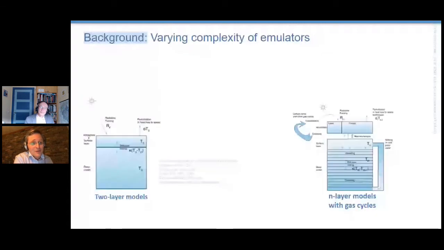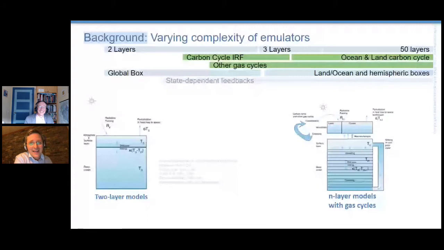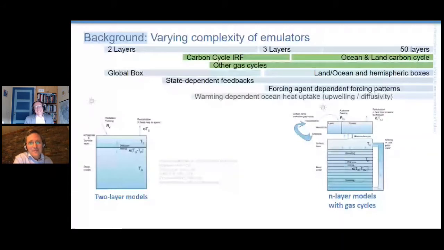Yep, and now you have to click a little marathon, Detlef. So you have 2 layers on the one side, click, click, click, click, 3 layers or 50 layers, and you have carbon cycles, the impulse response functions or full carbon cycles, you have other gas cycles, you have a global box or land-ocean box, you have state-dependent feedbacks or forcing agent-dependent feedback patterns, etc., etc. And some of your simplest emulators are just 5 lines of code. MAGIC, it's 25,000 lines of code.